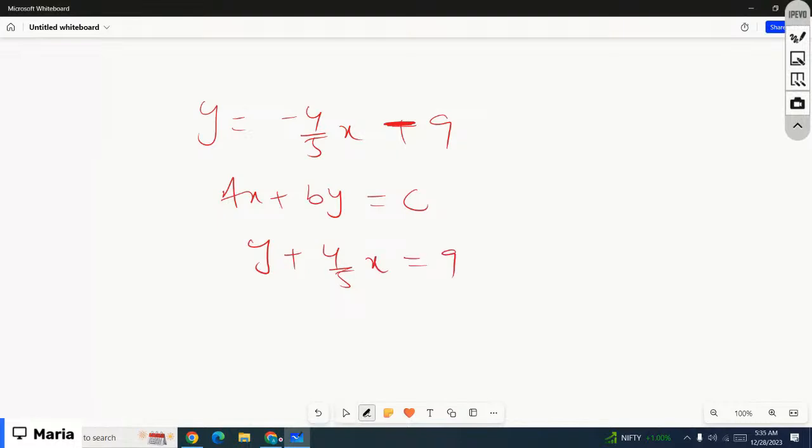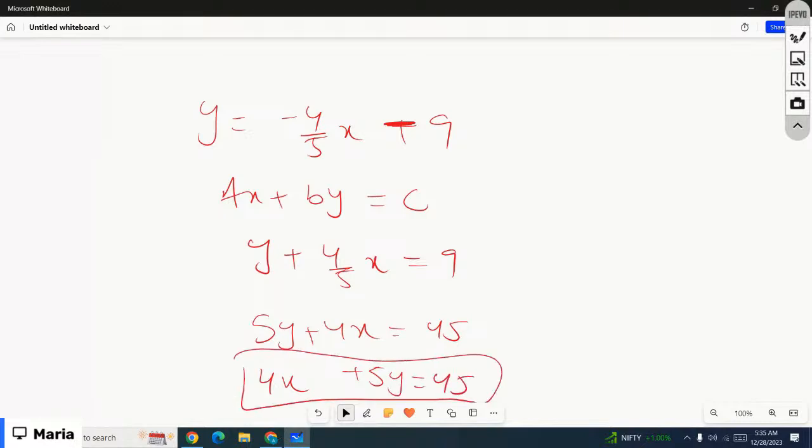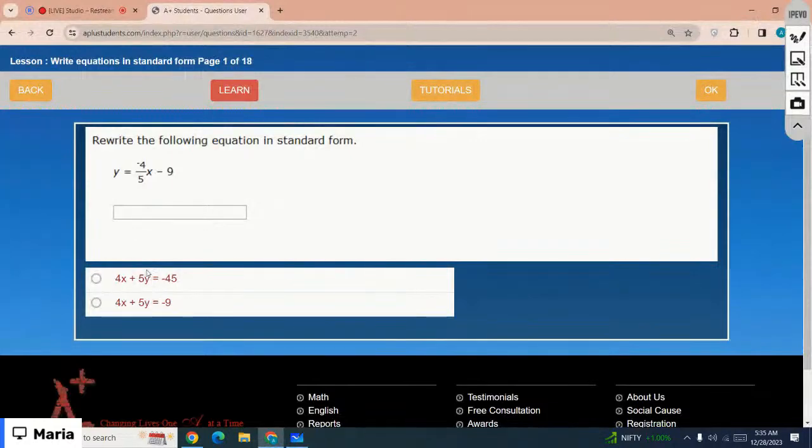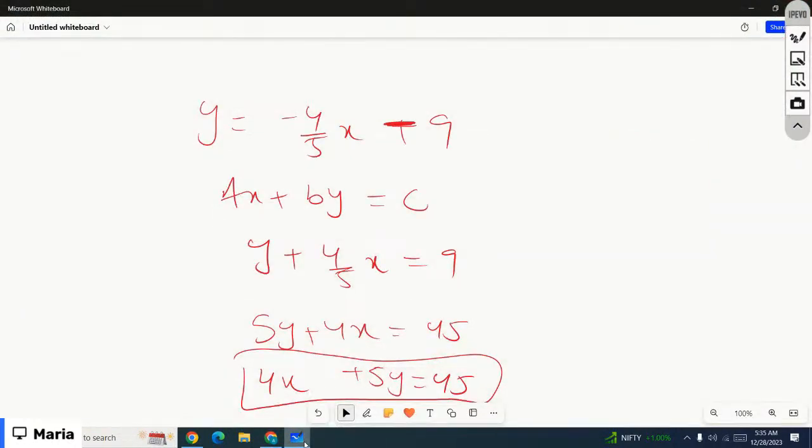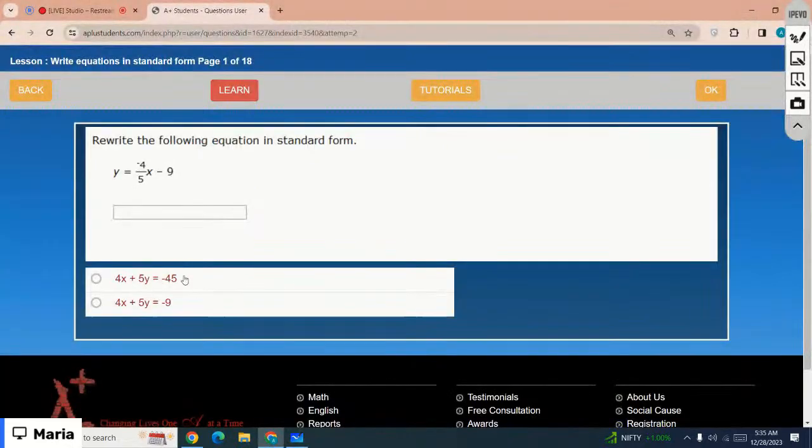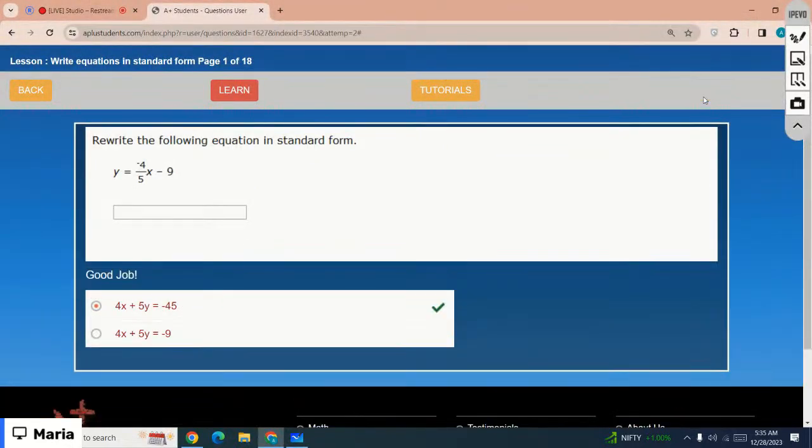And now you can multiply 5 on both sides of the equation, so that would be 5y plus 4x equals 45, right? So rewrite the equation in the form, write x first, 4x plus 5y equals 45, right? See, now the equation is in the standard form. Got it? The correct option is 4x plus 5y equals negative 45, because 9 has a negative sign that I forgot to put. Option 1 is the correct option. Got it?